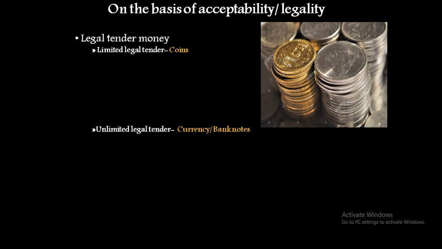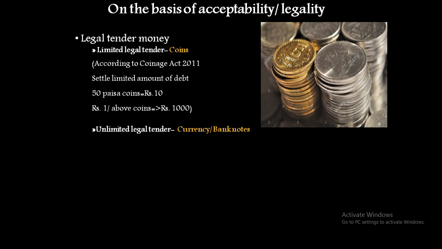Coins in India are presently being issued in denominations of 50 paisa, 1 rupee, 2 rupees, 5 rupees, 10 rupees and 20 rupees. 50 paise coins can be offered as legal tender for dues up to rupees 10, and coins of rupees 1 and above to pay a debt up to rupees 1000 under the Coinage Act 2011.